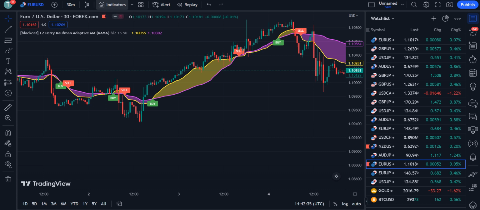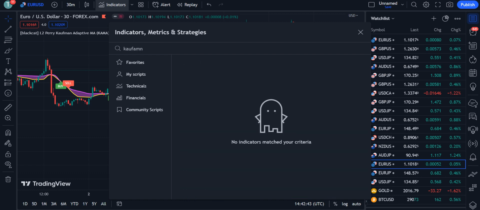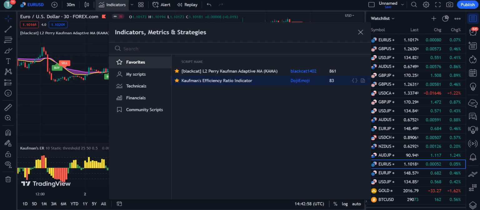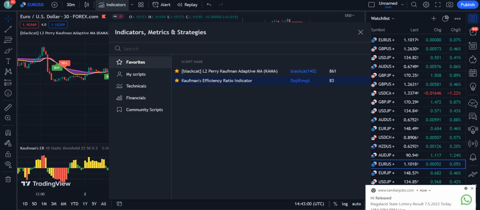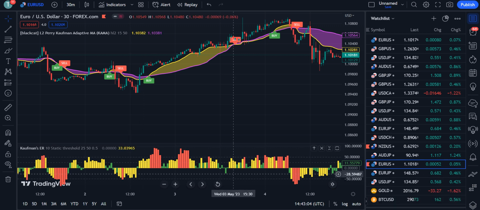Now we are going to add another indicator here, and that is Kaufman's Efficiency Ratio indicator by Dodgy Emoji. 83 traders are using this indicator, and you have to simply click on it. It will be applied on your chart.